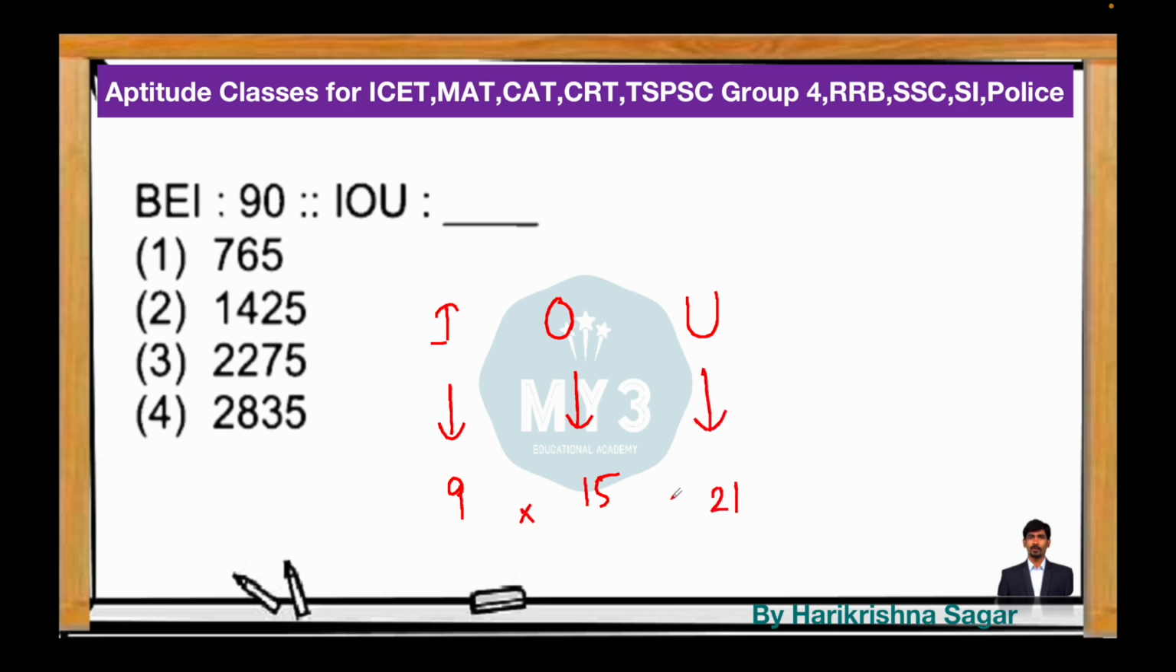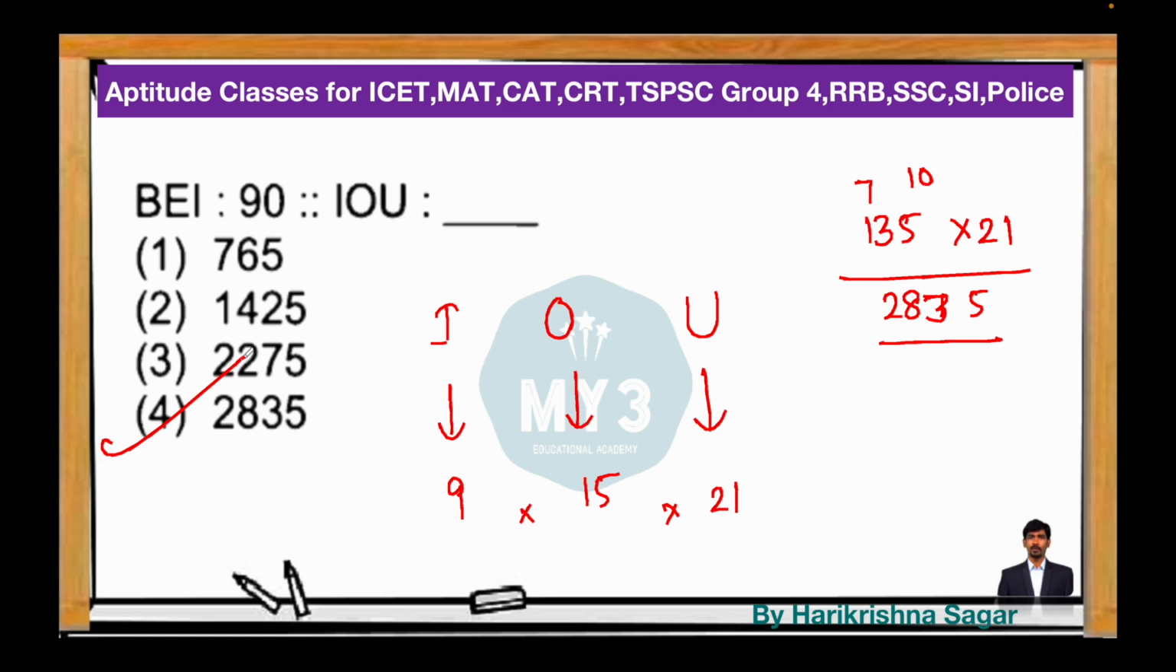So 9 into 15 is giving a result of 135. You can multiply with the 21. So 21 into 5 is giving a result of 105. And 21 into 3 is going to be 63 plus 10, 73. And 21 into 1 is 21, plus 7 is 28. 2835 should be the answer. Available as option 4. Mark it as the answer choice.